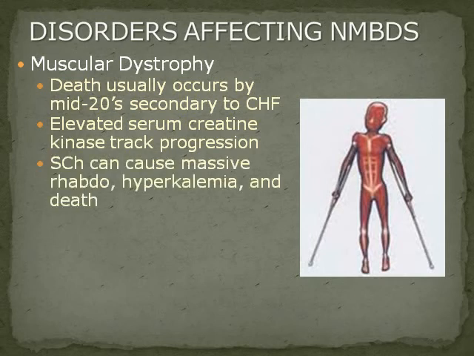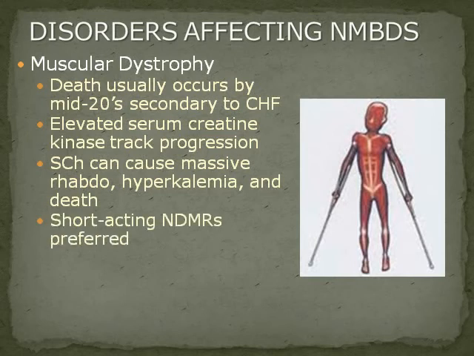Succinylcholine can cause rapid rhabdomyolysis, hyperkalemia, and death. Studies involving non-depolarizing neuromuscular blockers exhibit variable results. Because the intensity and duration of drug effect is hard to predict, short-acting agents may be preferable. Volatile inhalational agents, particularly halothane, can have exaggerated myocardial depressant effects.